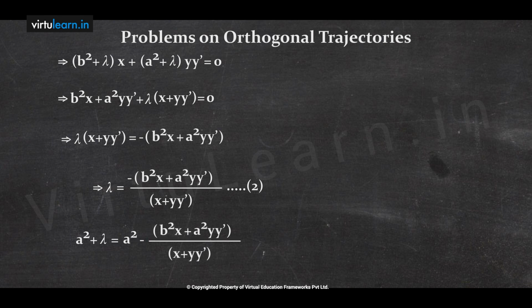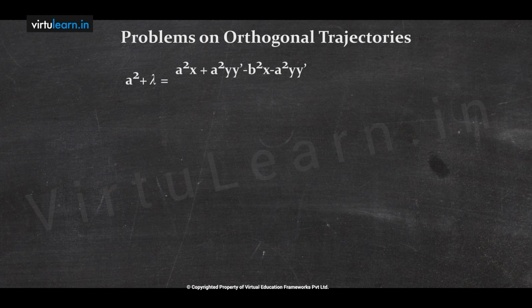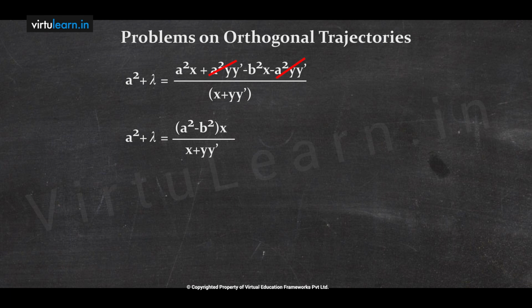Now take the LCM, which is x plus y dash. Then a square x plus a square y dash, minus, multiplying with minus b square x minus a square y dash; a square y dash and minus a square y dash cancel. Then x is common, and a square plus lambda equals a square minus b square into x by x plus y dash. This is the a square plus lambda value. Similarly, we can calculate b square plus lambda also.